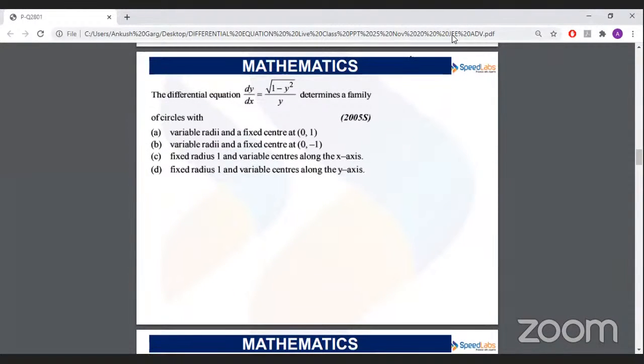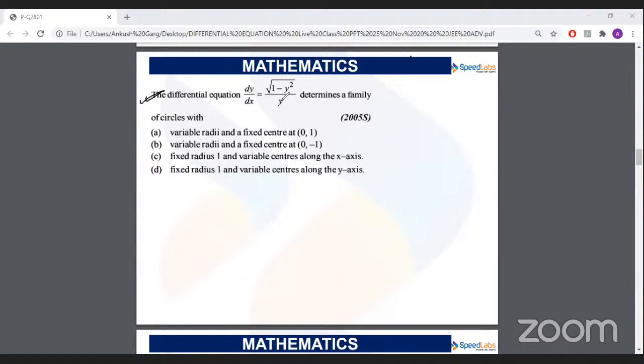Okay, let's solve this one. The differential equation dy by dx equals under root of 1 minus y square upon y determines a family of circles. So the solution of this differential equation is a family of circles. So which of the options is correct, you have to see basically. Quickly solve it. So I think this is very easy.